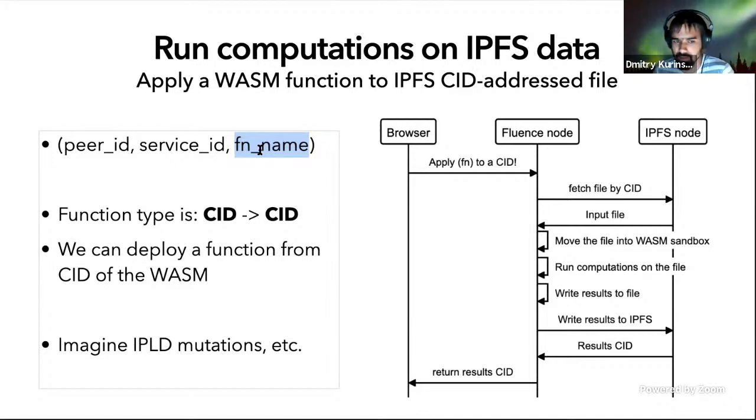predefine this function name and say it's always, for example, apply. And you can predefine the peer ID or discover it over the network with some algorithm, like any peer that is registered as ready to serve me, something like that. And you can have the service ID by deploying the WebAssembly package by CID. So finally, you can have the function type of CID to CID, and the function itself can be expressed as the CID of the WebAssembly of the proper interface.